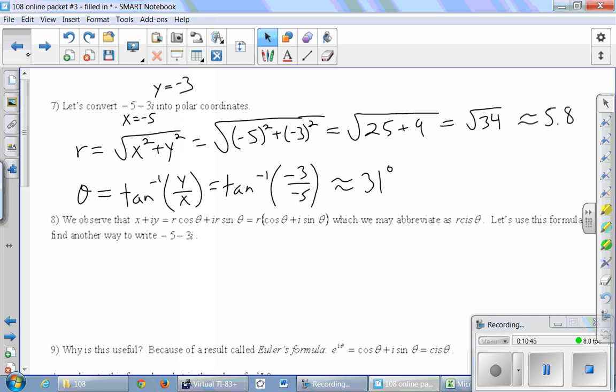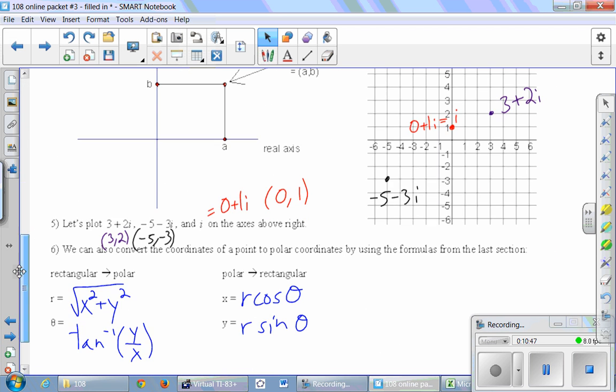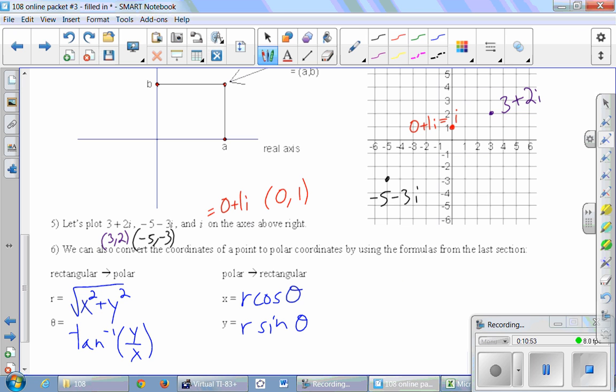So let's go back to this picture right here and take a look at the point -5, -3i. So then what we said is that -5 minus 3i is really supposed to be, I don't know how to write it. Okay, we don't have a way to write it just yet, but -5, -3 in xy land is apparently about 5.8, 31 degrees in r theta land.